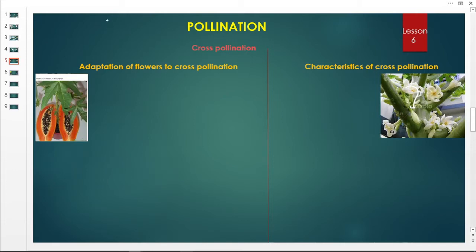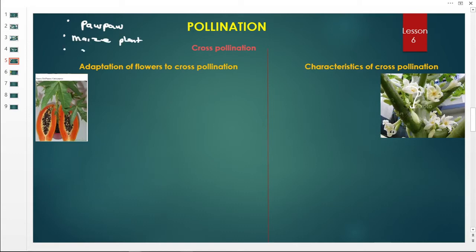And then, before looking at the adaptations and the characteristics, let us first cite some examples. Now, what are you seeing here? We have the purple plants, the papaya, which have what we call cross-pollination. Not only these ones, but also the maize plant. So maize plants have cross-pollination.